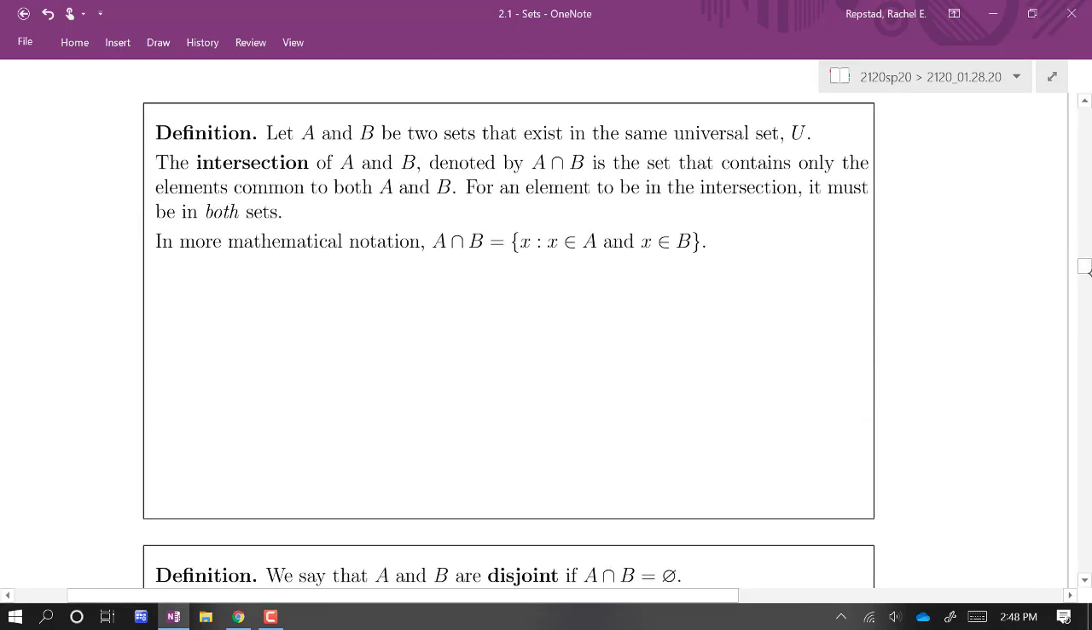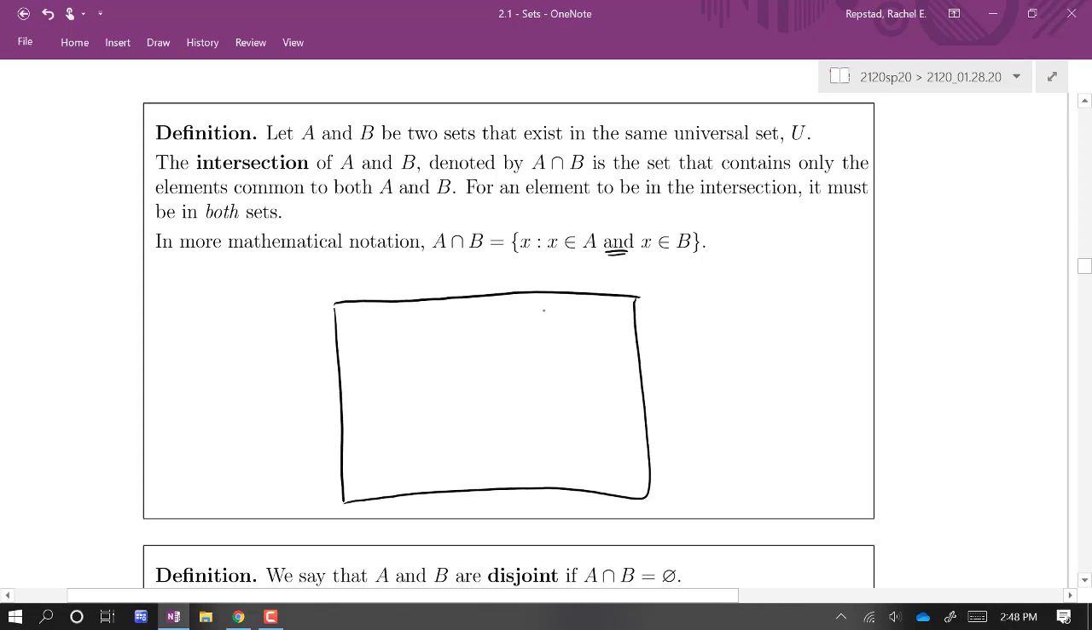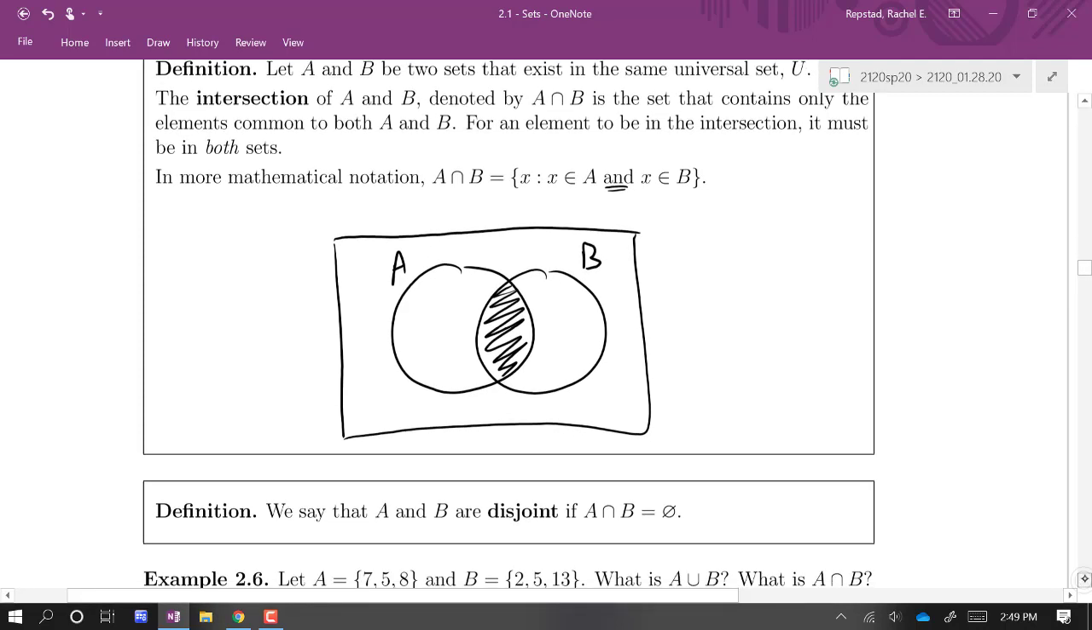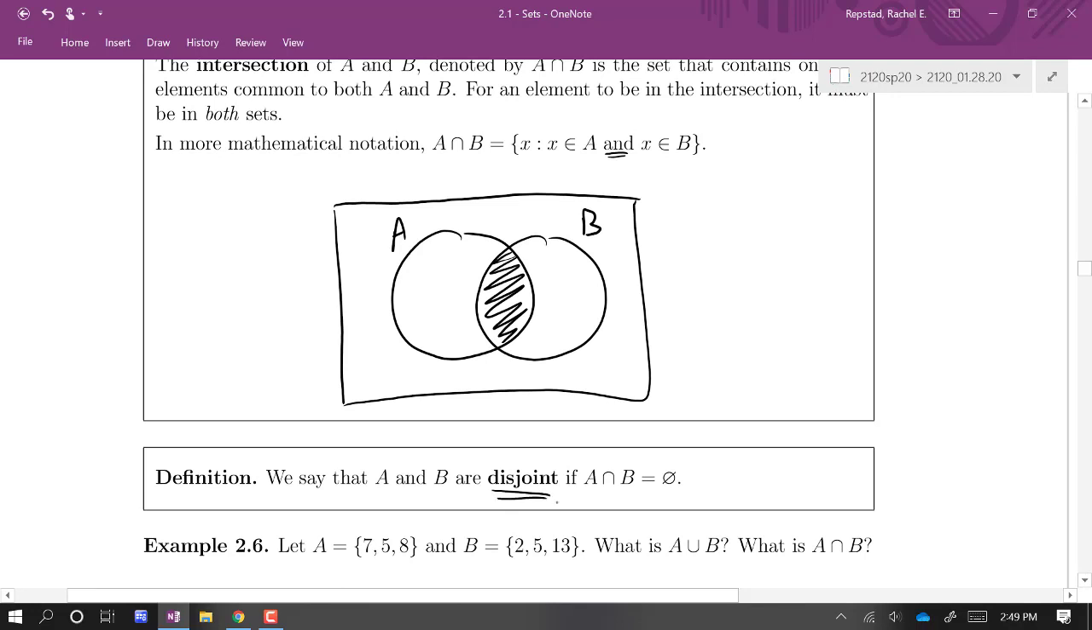The other fundamental operation that we have for two sets is the intersection. In order to be in the intersection, you have to be in both. So the "and" really means the same thing that "and" means in propositional logic. Both propositions have to be true for P and Q to be true. The element has to be in both A and B at the same time in order to be in the intersection. If the intersection of two sets is empty, we say that they are disjoint. So there's a piece of vocabulary for you.